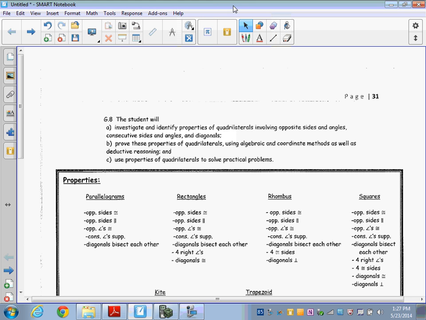This video is going to go over pages 31 through 33 of the workbook. This is going to talk about polygons, in particular quadrilaterals. There are several quadrilaterals that are very important to learn about.